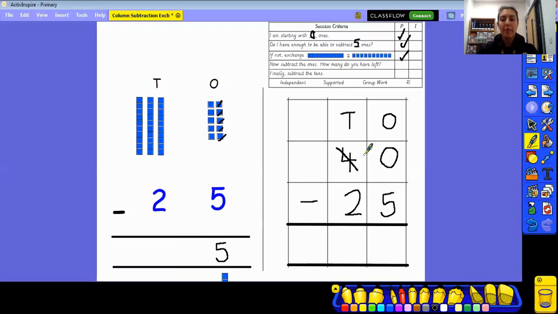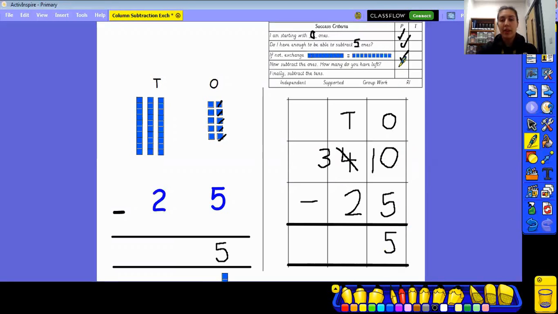Now what that looks like over here is that I started with my 4 10s, but actually I exchanged one of them into 10 1s. And I don't have 4 10s anymore because one of my 10s moved into the 1s column. That actually leaves me with 3 10s. So I'm going to write that 3 10s there. Now I can see that I've got 10 1s, and 10 take away 5 leaves us with 5.